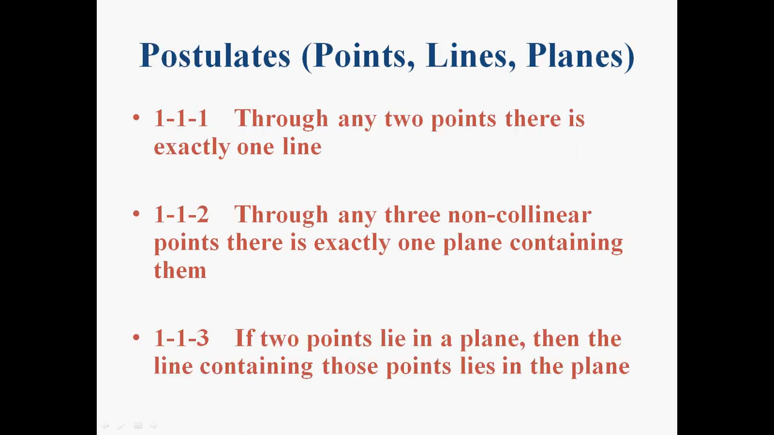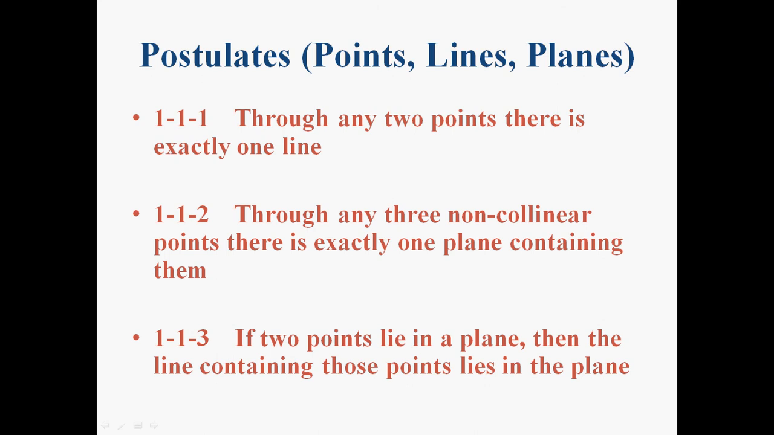The first postulate we want to think about is 1-1-1, and it states that through any two points there is exactly one line. If you try to draw more than one line through the same two points, you'll fail. You can try an experiment.